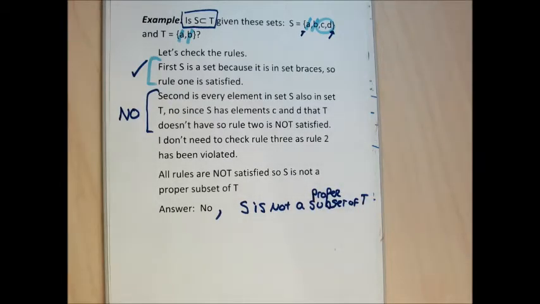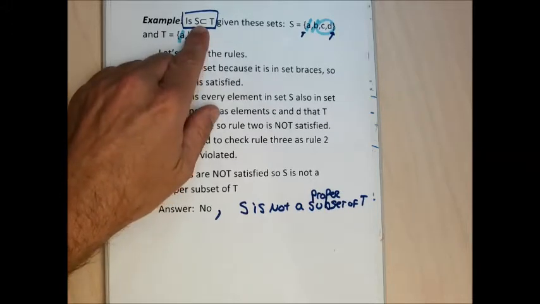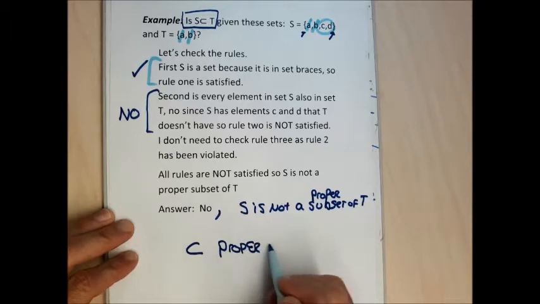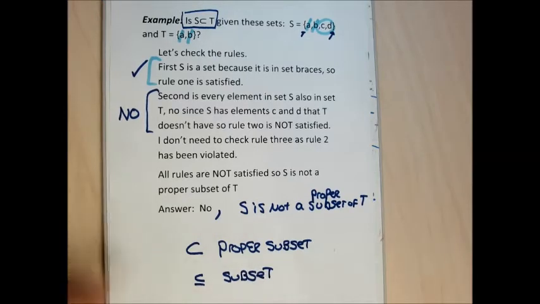I get lazy, and when I see this symbol, I don't always think proper subset, but it's real important to remember that there's a difference. This symbol, the proper subset symbol, there's three rules that you have to satisfy. The same first two rules along with the third rule that you can't be equal. And the subset symbol, for that symbol to be true, you only need to satisfy two rules, you don't have that third rule there.